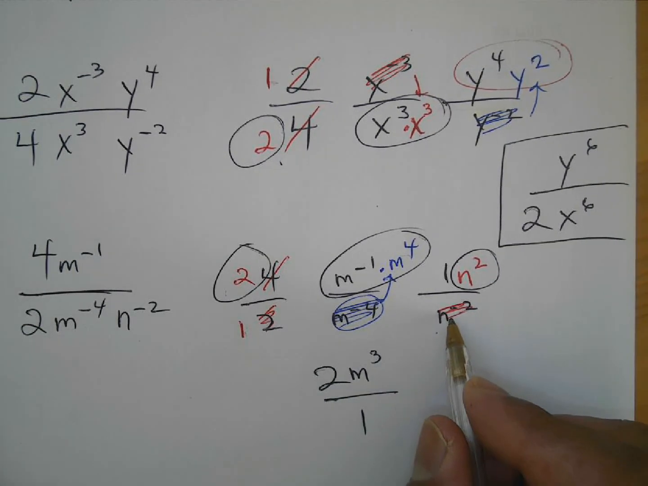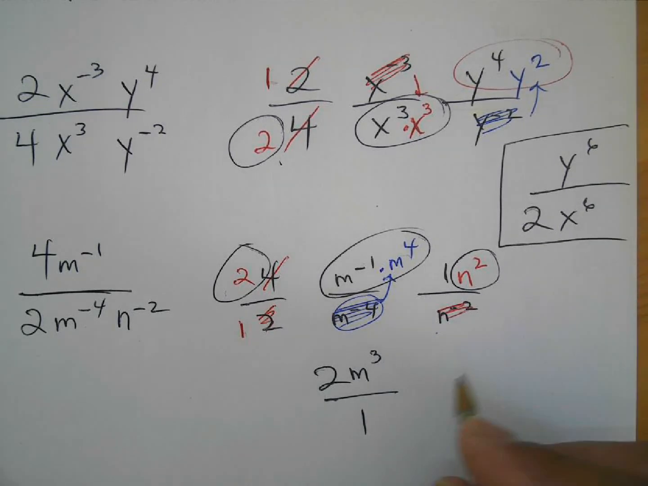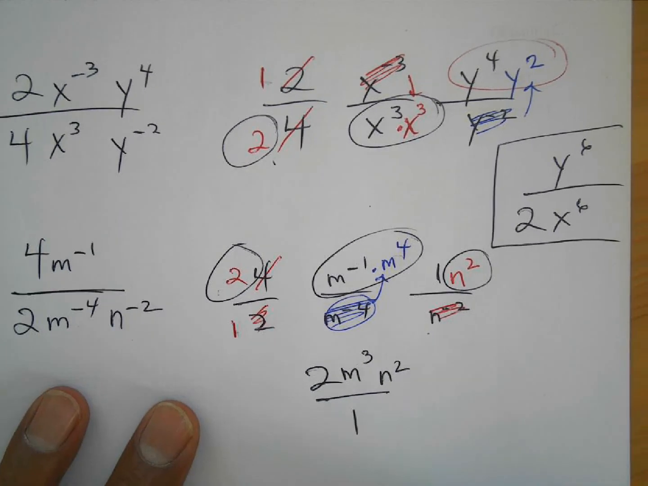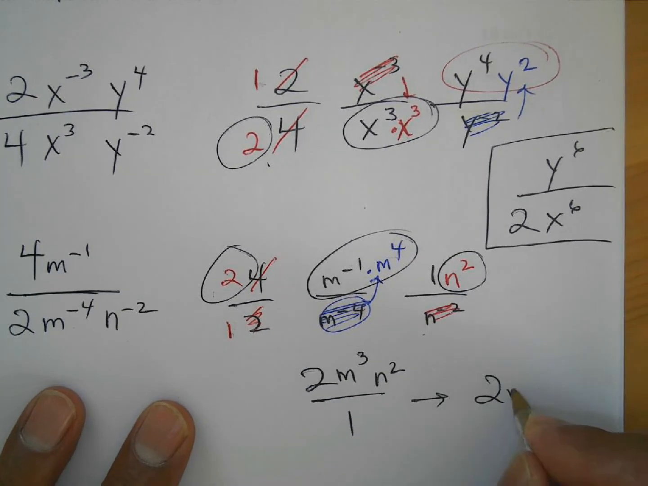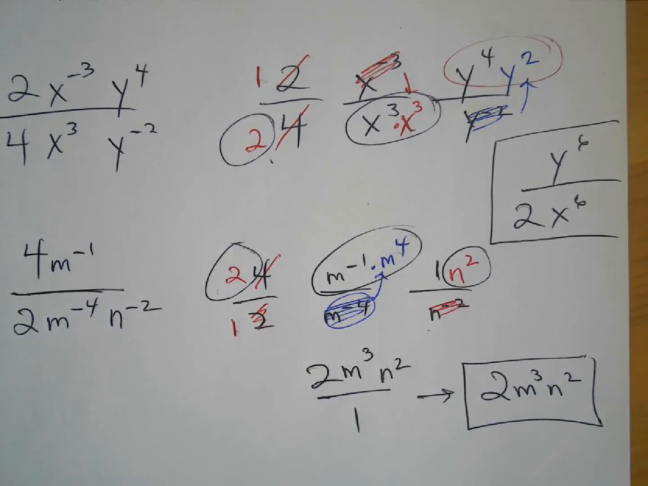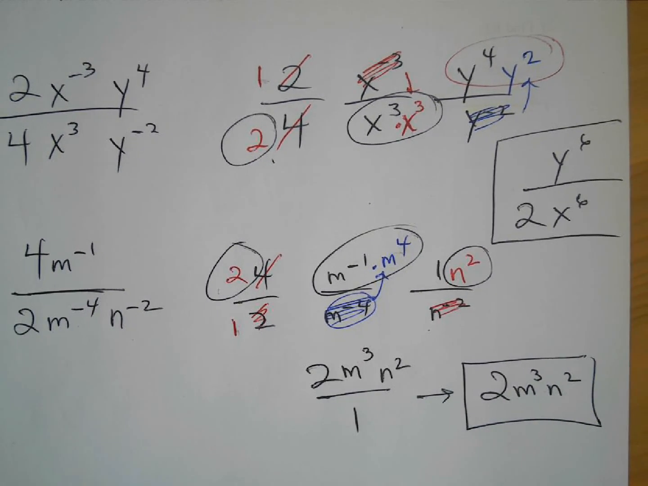And remember, we didn't want to leave anything with a negative exponent, so we moved it up, and it just stays like that. And if it's only a 1 in the bottom, well, the answer is just 2m3n squared. Okay, there it is.